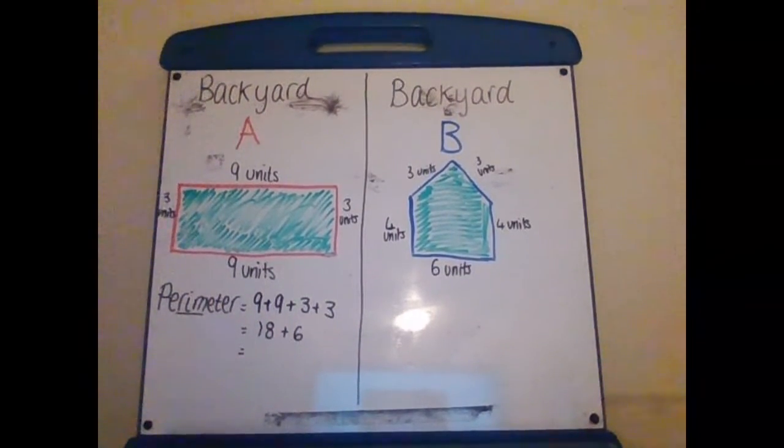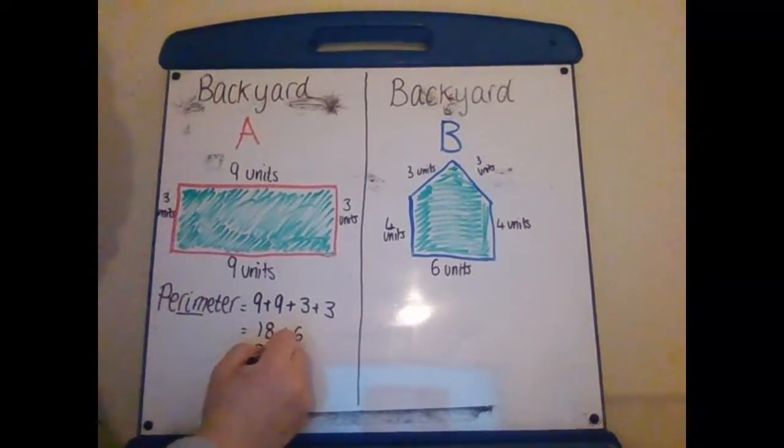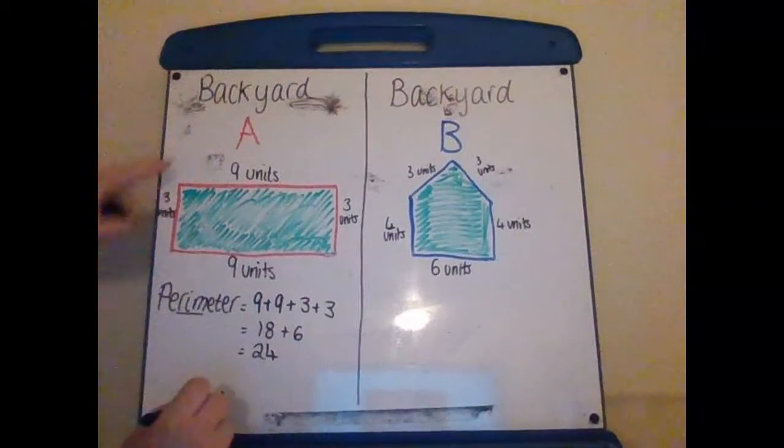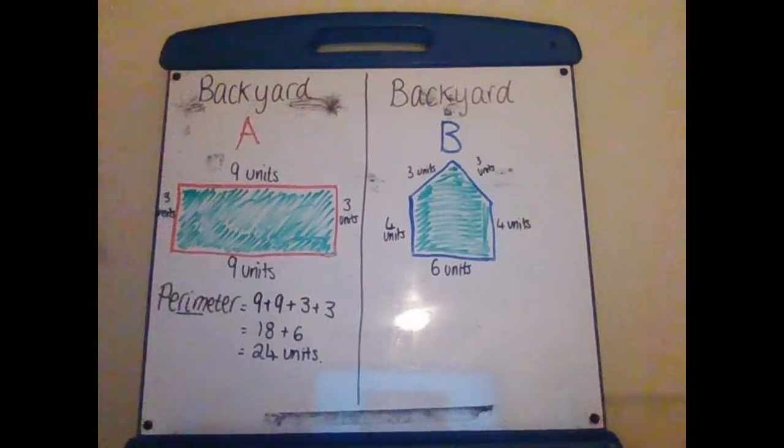18 add 6. Go ahead, do it. 18 add 6 is 24. So the perimeter of backyard A is 24 units. And that is all you need for perimeter. I would tell my friend A, you need 24 units' worth of fence to go all the way around the grass area.